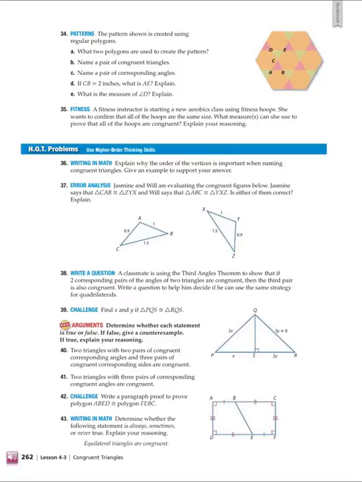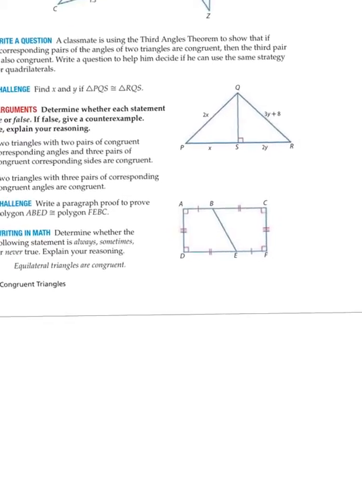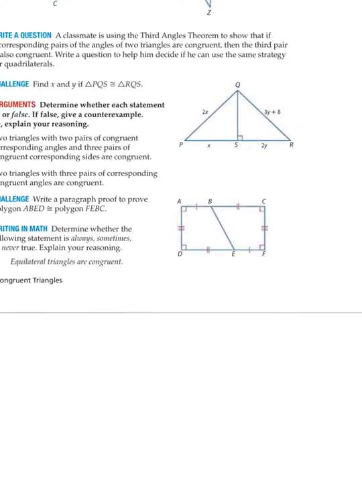Okay, it tells us we have a challenge. Let's see if it is or not. Let's see if we can beat it. Okay, find X and Y if PQS is congruent to RQS. I'm going to mark those. Okay, P corresponds to R. Q corresponds to Q. And guess what? S corresponds to S. So that means we've got 2 right angles in there.